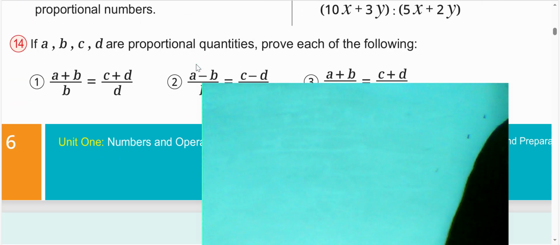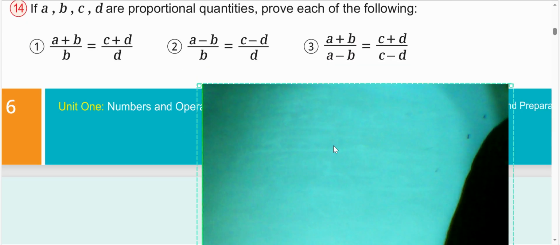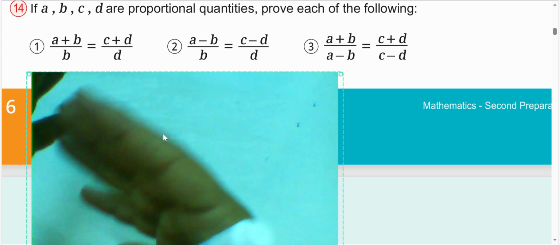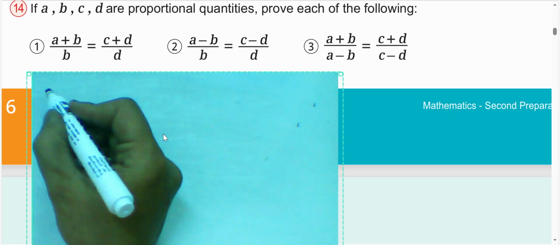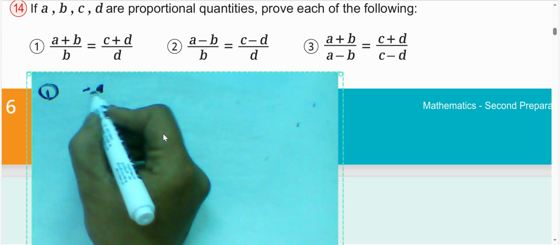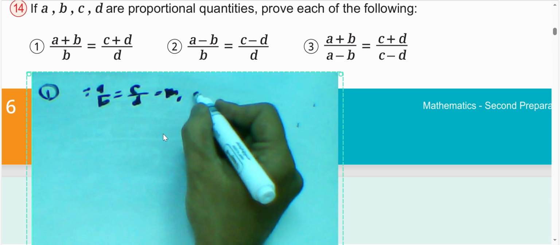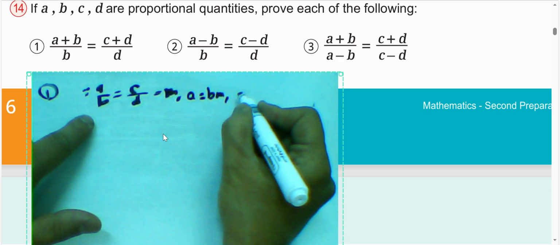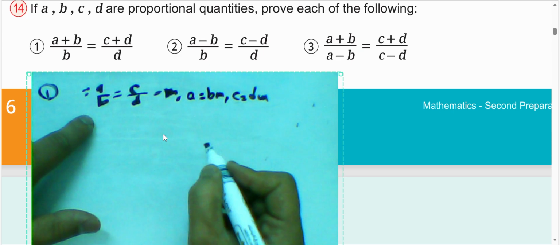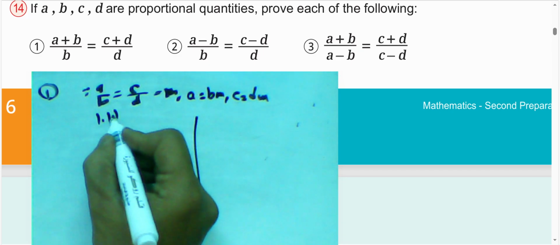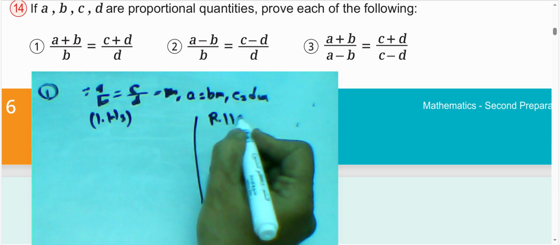Next, question number 14. If we have A, B, C, D proportional quantities, prove each of the following here. Prove that left hand side equals right hand side. Okay. Number 1. First step, such that A over B equals C over D. I will put here constant m. And A equals B multiplied by m. And C equals D multiplied by m. Okay. Start with me about left hand side and right hand side.